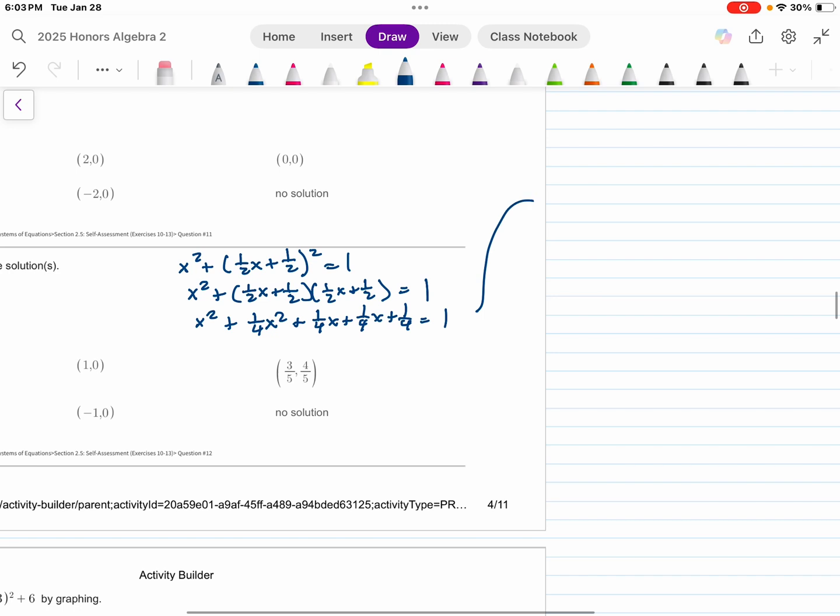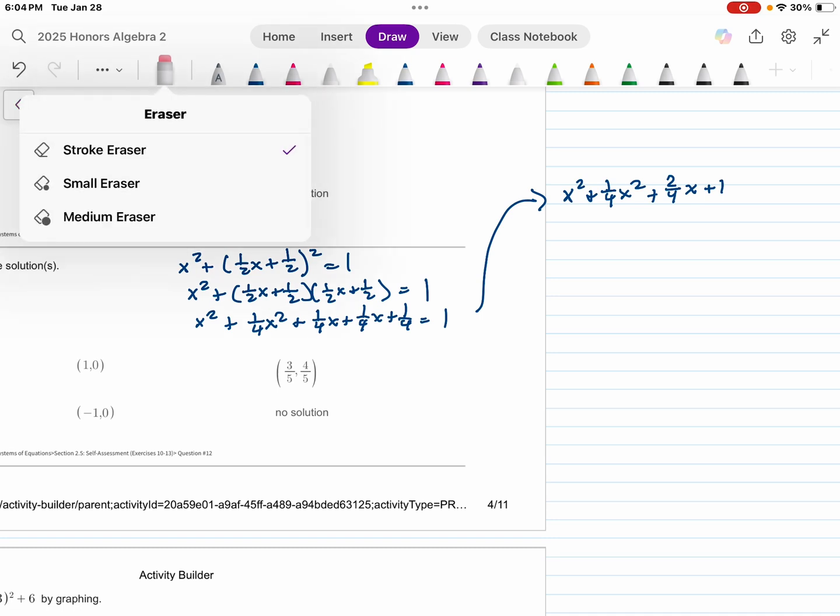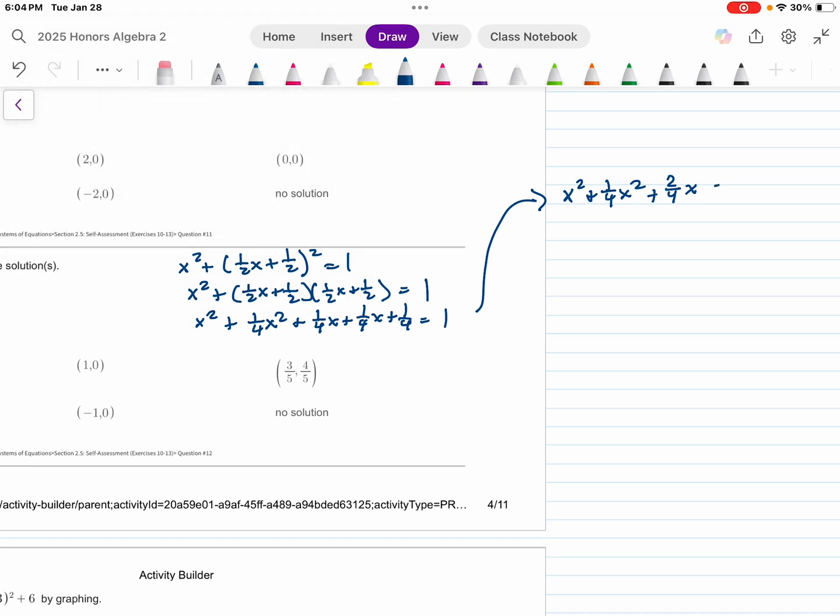I'm going to bring this over here and get some more room to work this thing. We're going to have now x squared plus 1/4 x squared, and then 1/4 x plus 1/4 x is actually plus 2/4 x. And that reduces down to 1/2, but I'm going to leave it this way. And then I have a plus 1, or sorry, equals 1. Let's back that up. If we left off that 1/4 there, I see what I did. Plus 1/4 equals 1.